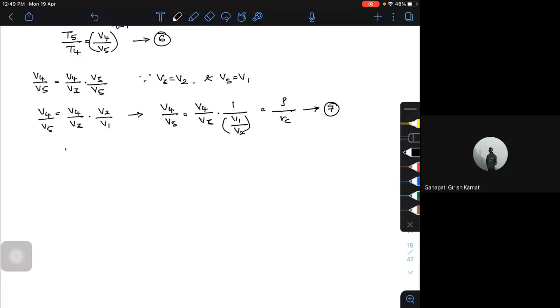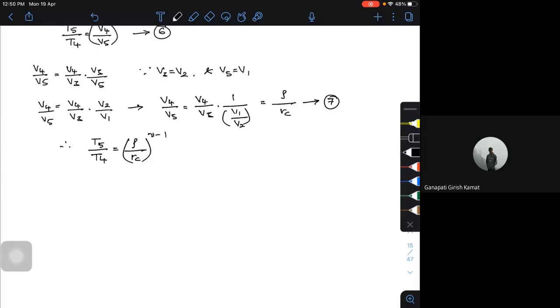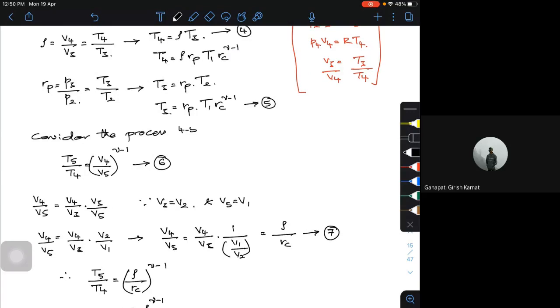Therefore, your 6 becomes P5 by P4 is equal to rho divided by RC, to the power of gamma minus 1. Or I can write P5 is equal to P4 into rho to the power of gamma minus 1 divided by RC to the power of gamma minus 1. Now, what is T4? T4 is equal to rho RP T1 RC to the power of gamma minus 1.